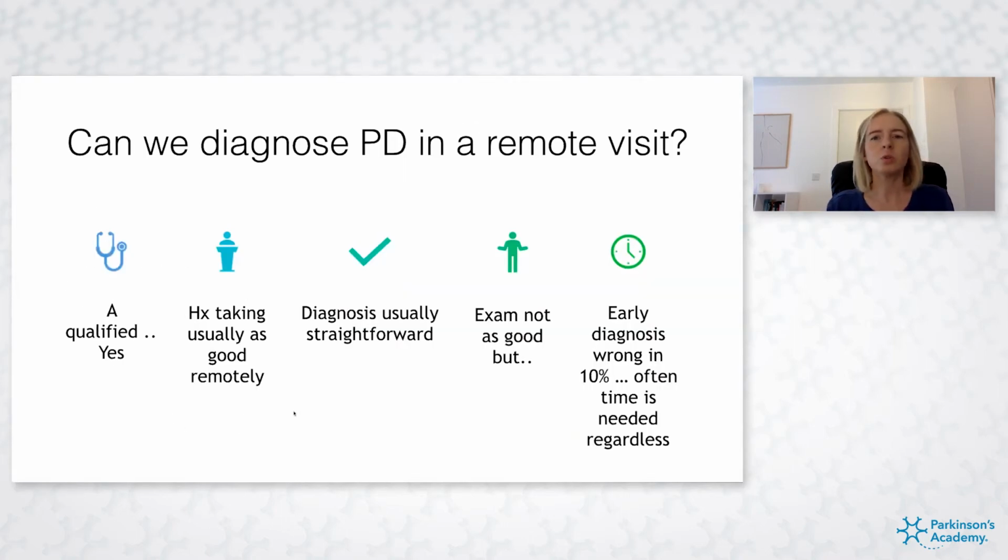So can we diagnose Parkinson's disease accurately in a remote clinic or video consultation? I'd say a qualified yes here, and there probably have been thousands of patients diagnosed this way over the last couple of years during the pandemic. You can get a good history remotely via video consultation, usually as good as you can face to face. Some of the problems that you have with patients face to face, such as if they have a low voice or cognitive problems, you're going to run into remotely as well.